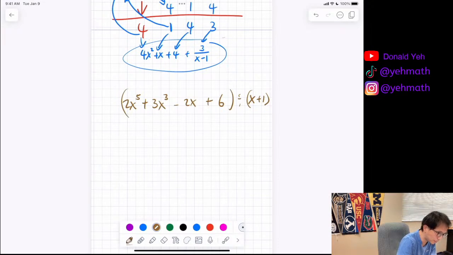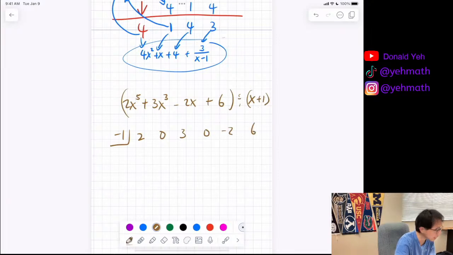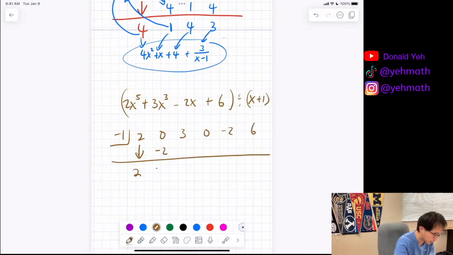So this one's going to be the plus 1 change to negative 1. Did you do that? Did you do 2, 0, 3, 0, -2, and 6? Did you do that? Draw a line. Draw an arrow. Did you draw the arrow? That's going to be 2. 2 times -1 is -2. That's going to give you a -2. -2 times -1 is 2.